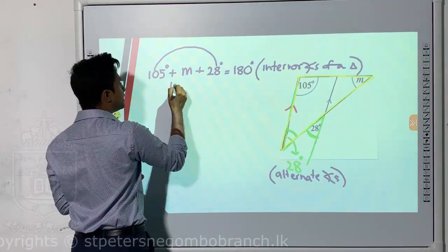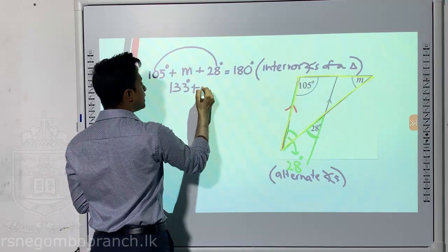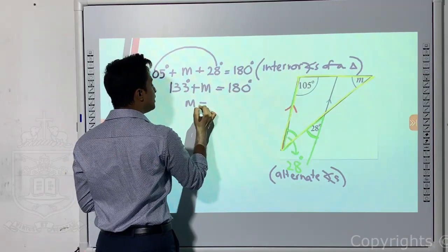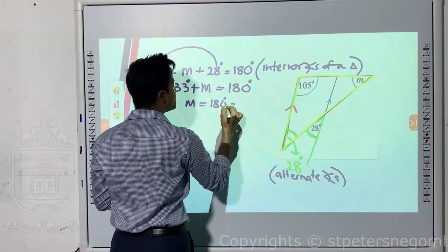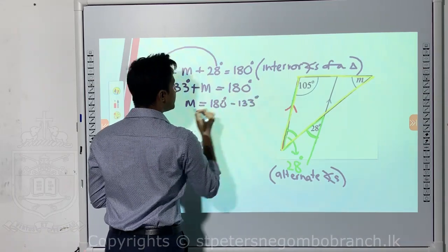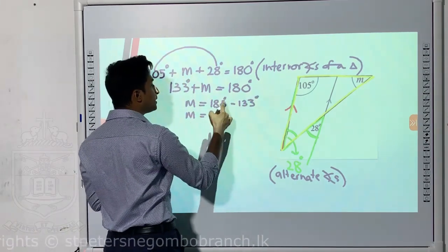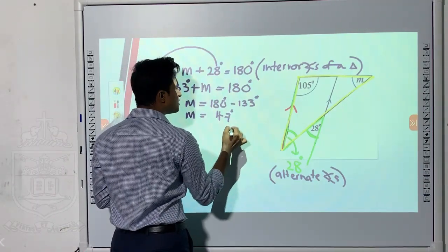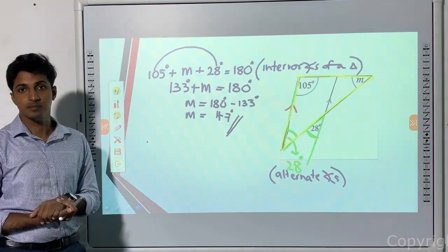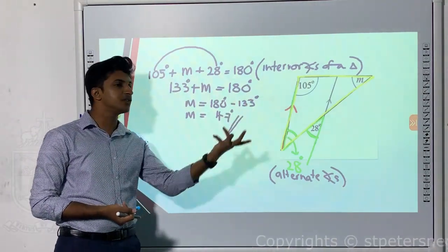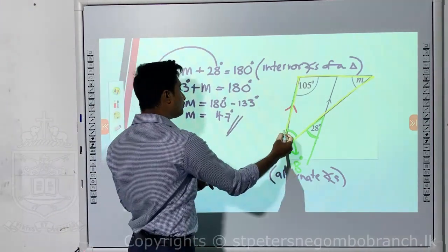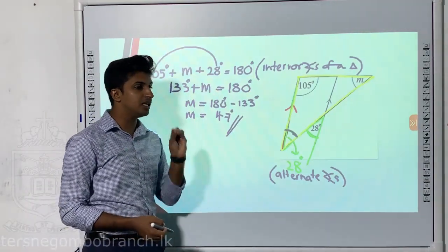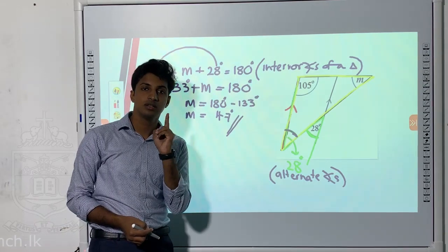Okay, then 105 plus 28 is going to be 133. So 133 plus M equals 180. Then M is going to be equal to 180 minus 133. So the M value will be 47 degrees. We are using the interior angles of a triangle concept. But before that, to find this, you need the knowledge of alternate angles. So that's why I said in geometry, it is not only about one theorem.